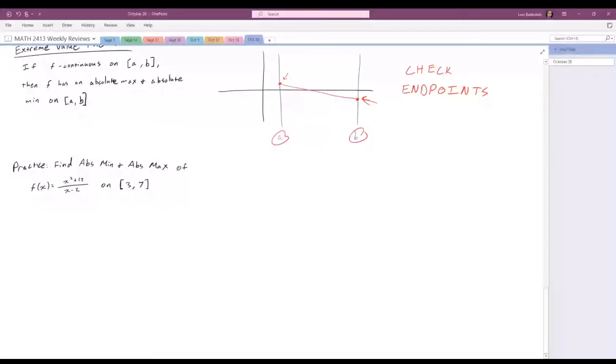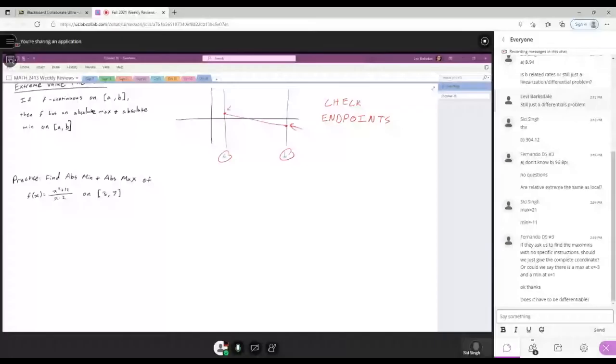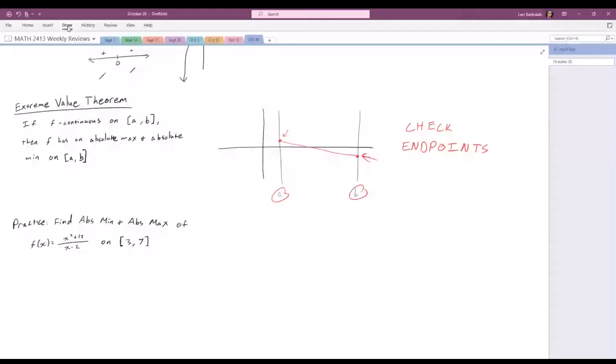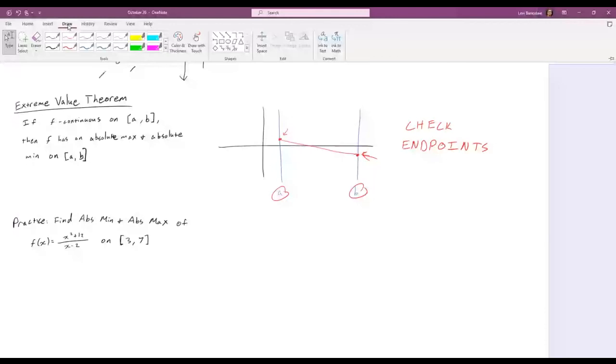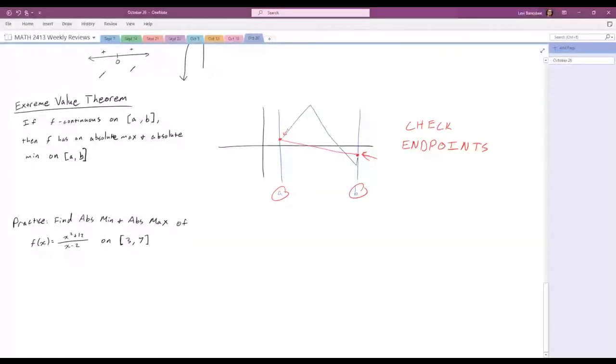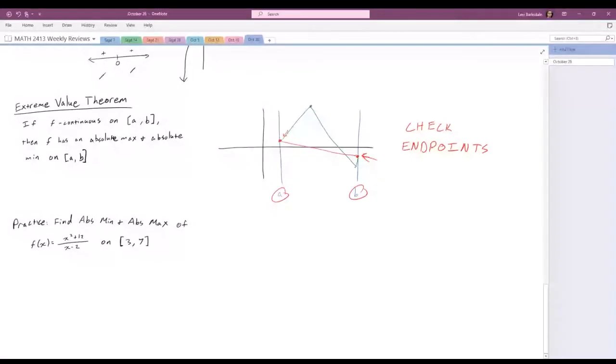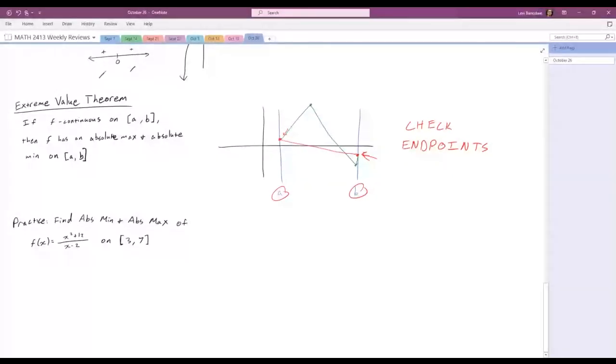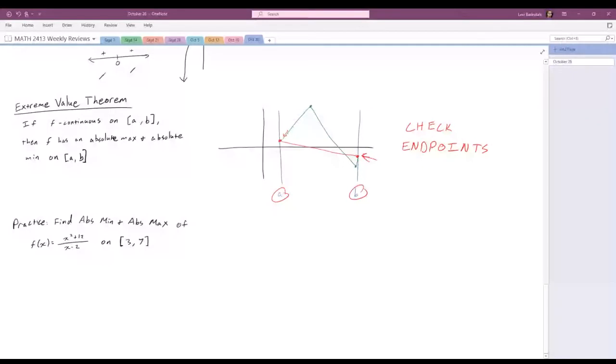Does it have to be differentiable? No, it just has to be continuous. For example, we could draw a very spiky function. That's a good question. We could draw a very spiky function and say, well, it's not differentiable at this point here or this point here, but it still has its maximums and minimums. Good question.